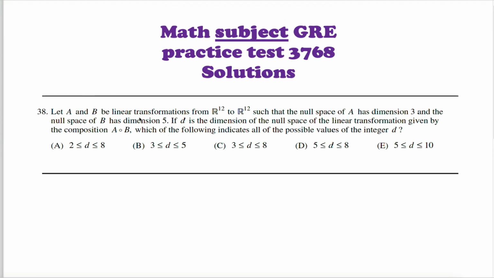So what's going on here is we're dealing with linear transformations. We got 2 of them, A and B. They both map R^12 to R^12. And what we know is that the dimension of the null space of A is 3, and the dimension of the null space of B is 5. And what we're interested in is the possible dimensions of the null space of the composition of these 2 functions.